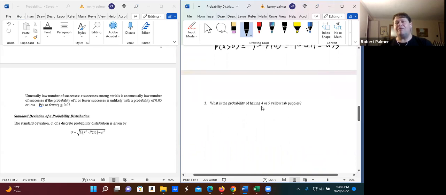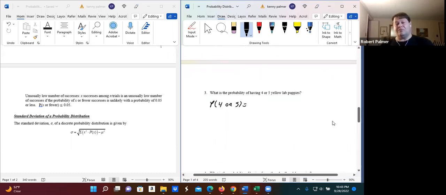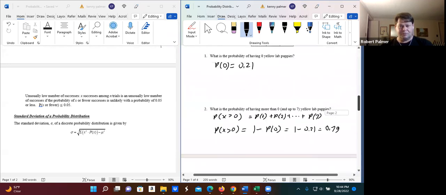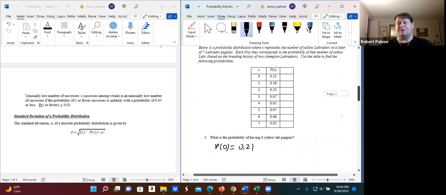Next, what's the probability of having 4 or 5 yellow lab puppies? Once again, let's look at what this means. This is an or question, so our general rule is to add each one: the probability of 4 plus the probability of 5 minus the overlap, the probability of 4 and 5. In this case, there's no overlap. That's also why they're discrete, because it's either going to be 4 or 5; there's no in between. This becomes just the probability of 4 plus the probability of 5. If we look back at our table, the probability of getting 4 is 0.05 and the probability of getting 5 is 0.07. So we simply plug those in.